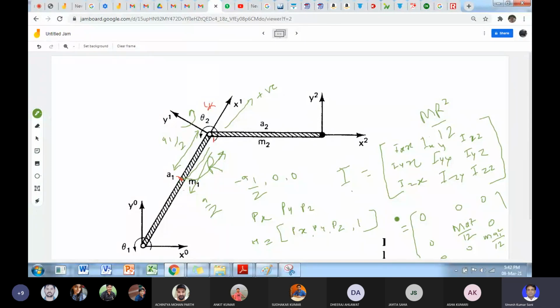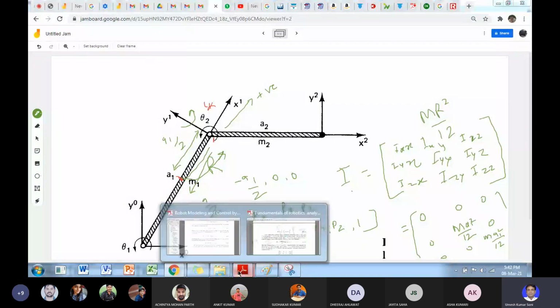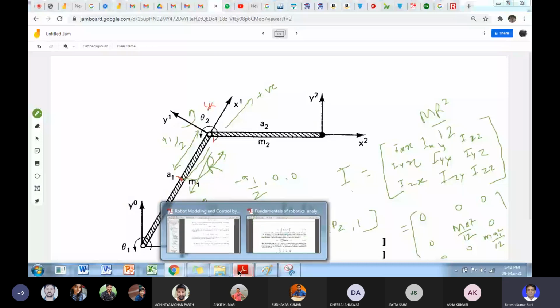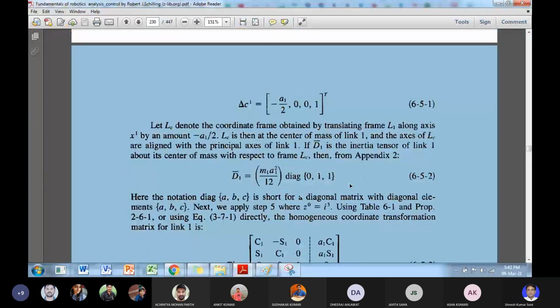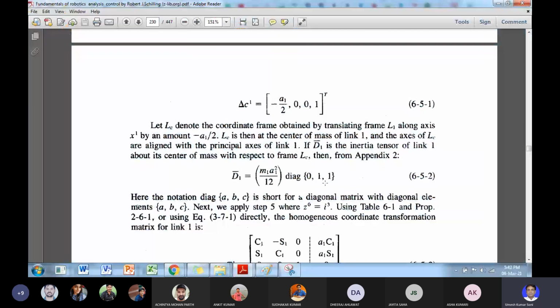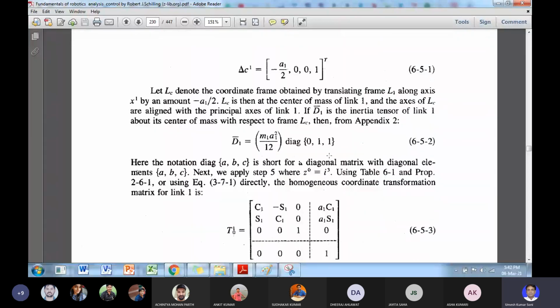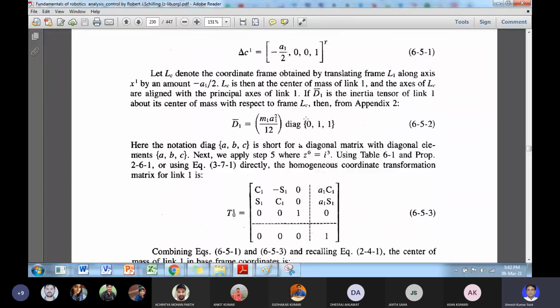Okay, so this term represents the diagonal 0 1 1. Diagonal 0 1 1 means in the diagonal portion there will be these elements, and remaining elements will be 0. So m1 a1 square by 12 will be in the y position, and m1 a1 square by 12 will be in the z position, and in the x position there will be 0 moment of inertia, 0 inertia tensor.